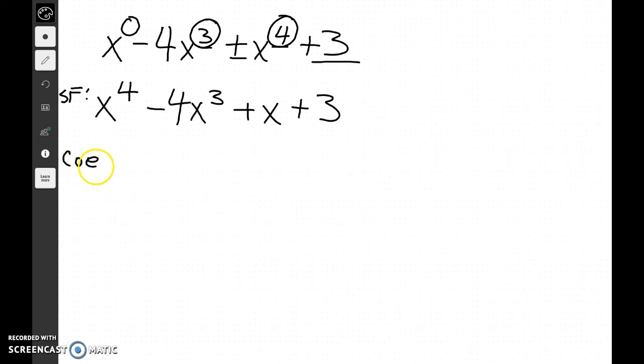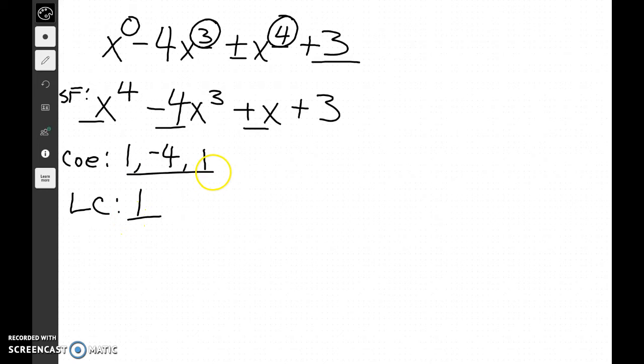Next, it wanted us to identify the coefficients. We can identify the coefficients by looking at the number in front of each variable. The first coefficient would be understood to be 1. The second coefficient would be understood to be -4. And in this case, we actually have a third coefficient because we have a third variable, which is going to be +1. Now, to identify the leading coefficient, it's very simple. Since it's in standard form, look at the very first number in the problem. Here, the first number would be understood to be 1, so we would write our answer as 1.